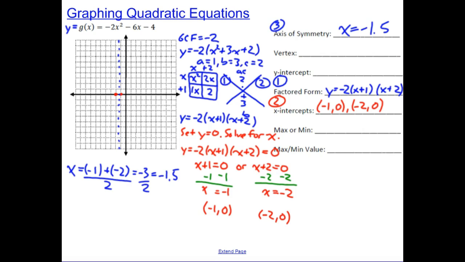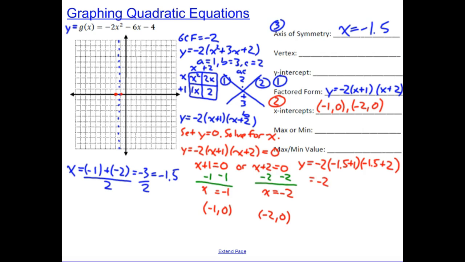I can use either the original equation in standard form, or I can use my factored equation. I think I'll use the factored form in this case, so I'll write that over here. y equals -2 times x plus 1, but in my case, x is -1.5, plus 1, and then times x plus 2, that's -1.5 plus 2.